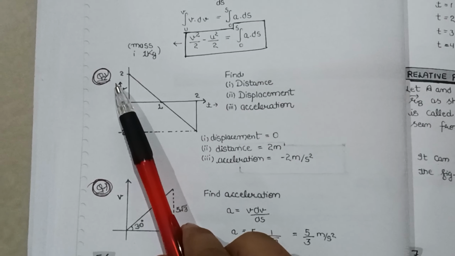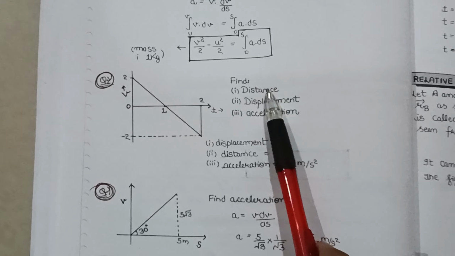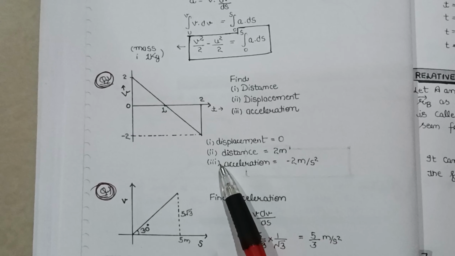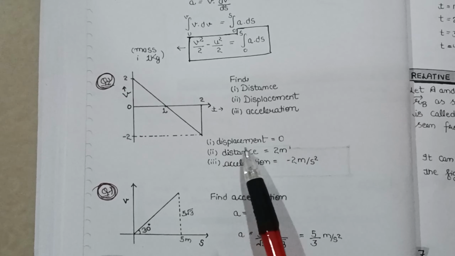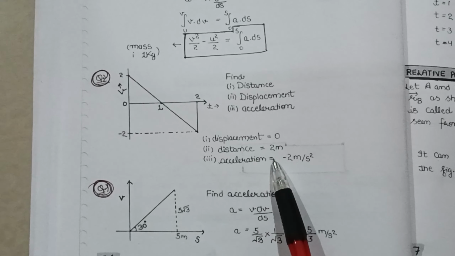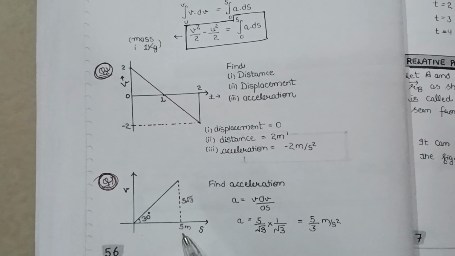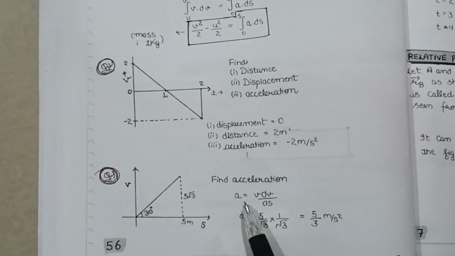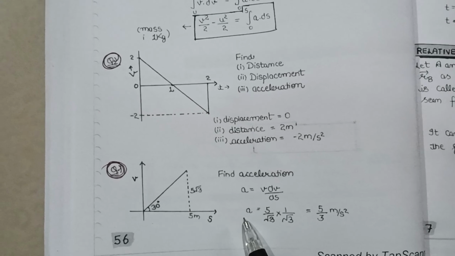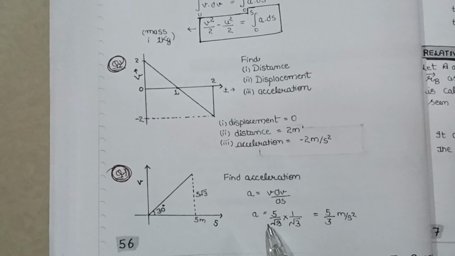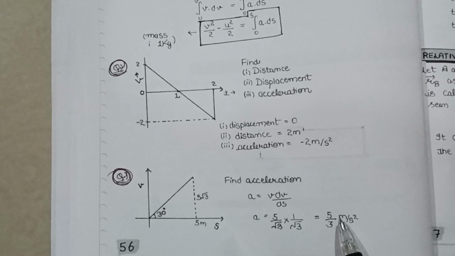Now there are questions for all of you. In this graph, we have to find distance, displacement and acceleration. So the displacement is 0, distance is 2 meters and acceleration is minus 2 meters per second. We have to find the acceleration in this graph. So acceleration is equal to v dot dv by ds. A is equal to 5 by under root 3 into 1 by under root 3 is equal to 5 by 3 meters per second.